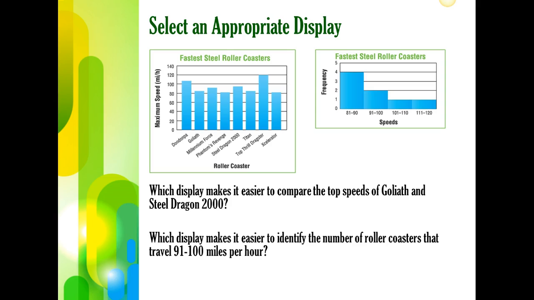If you wanted to answer the question, which display makes it easier to identify the number of roller coasters that travel 91 to 100 miles per hour, we would then look at the histogram. We could figure that out from the bar graph, but we'd have to sort through the data. The histogram makes it clear right away that there are 2 roller coasters that travel in this speed interval.